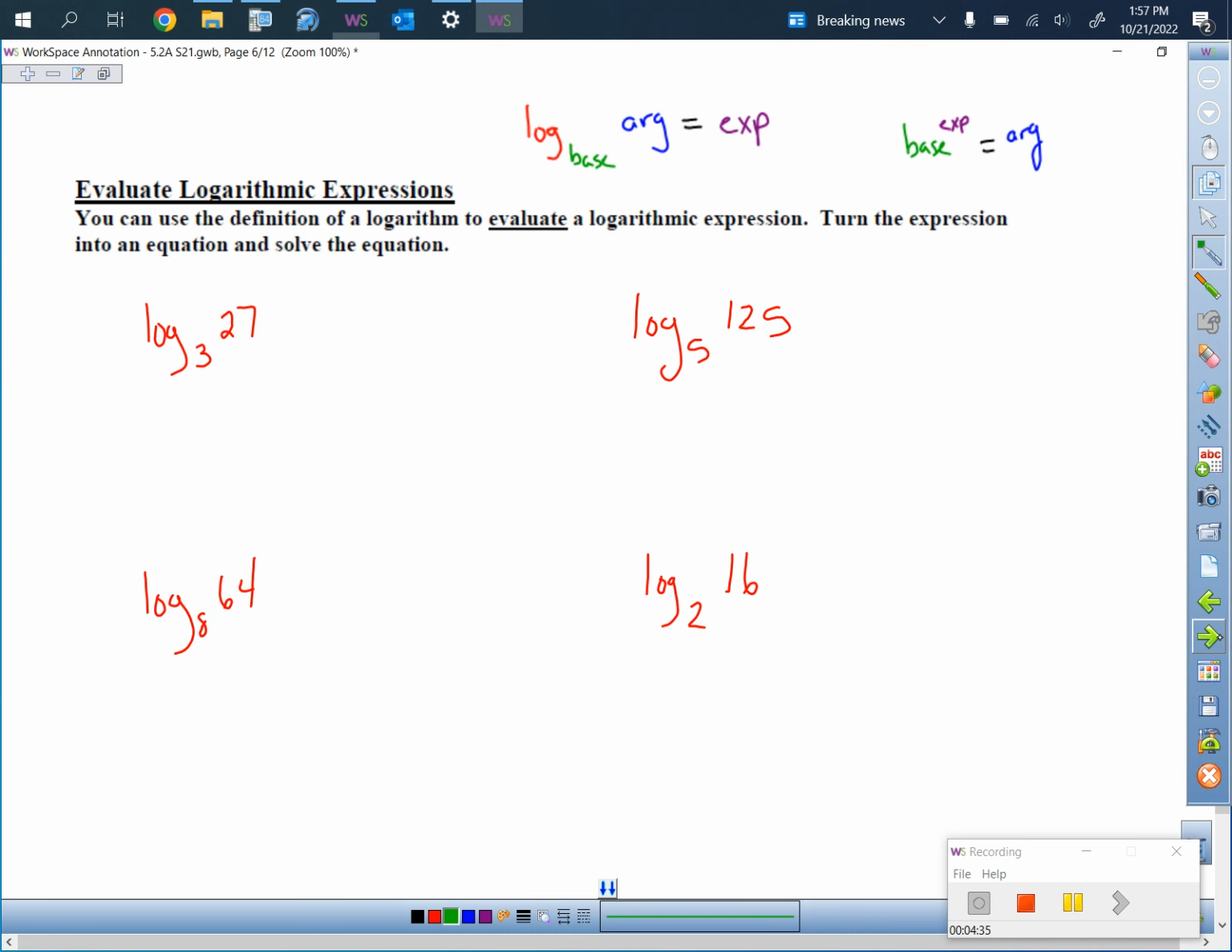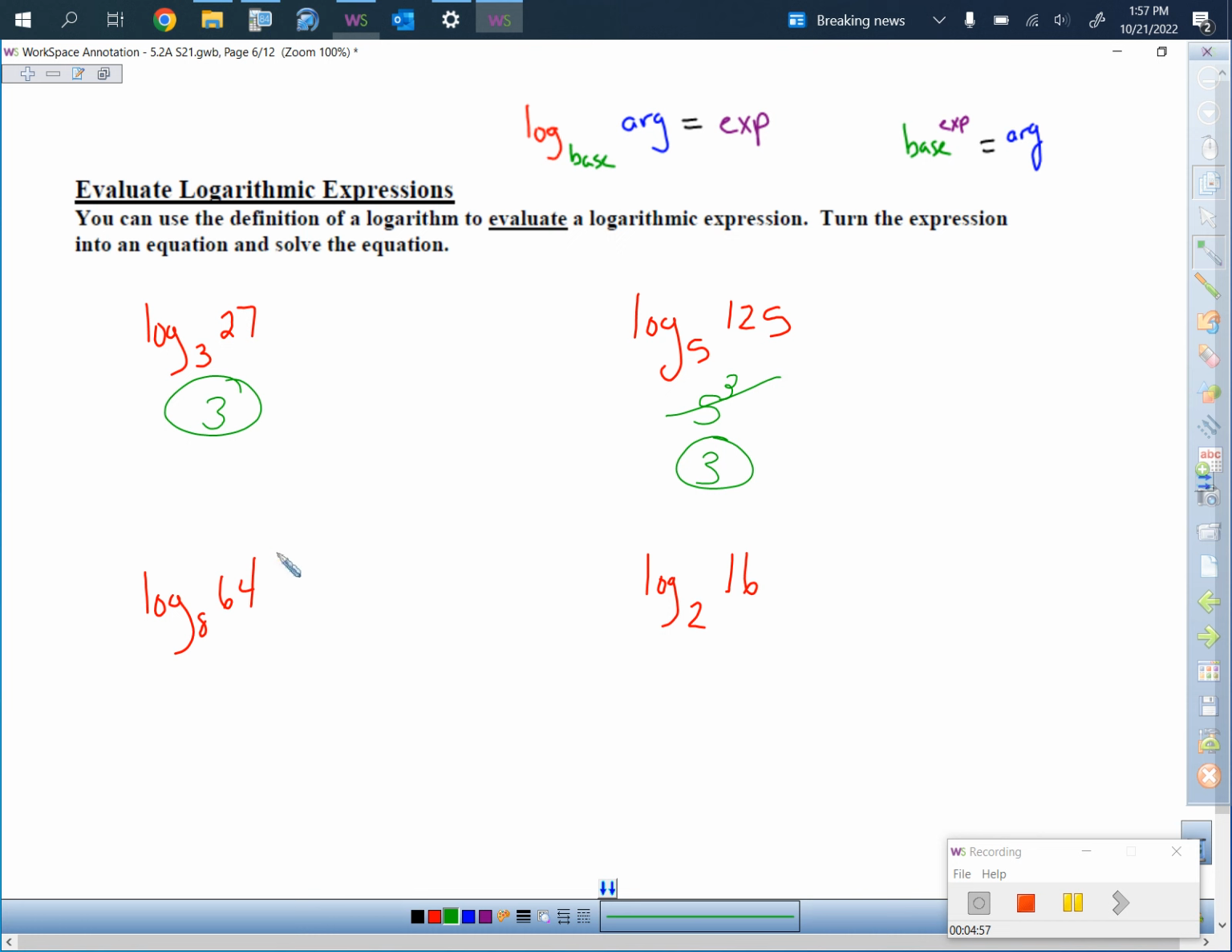So I'll do a couple more with you. 3 to what power is 27 is what this really means. 3 to the 2nd is not 27. 3 to the 3rd is 27. 5 to what power is 125? Well, that would be also 5 to the 3rd. I guess I just need the 3, so that's what we're rocking in that case.